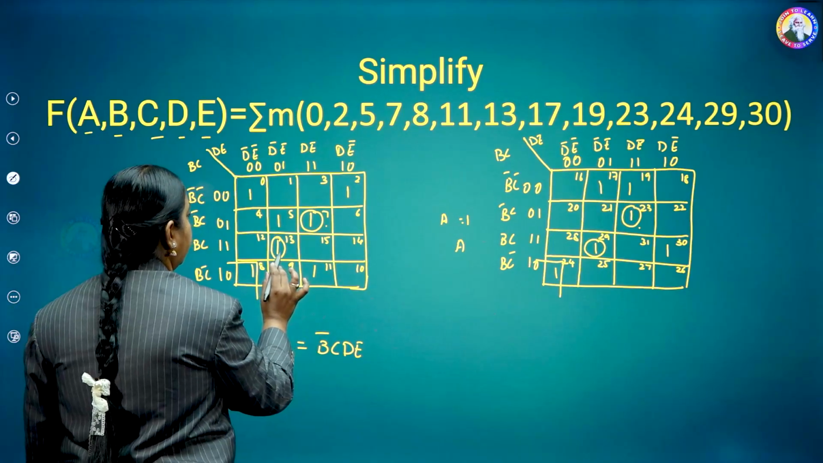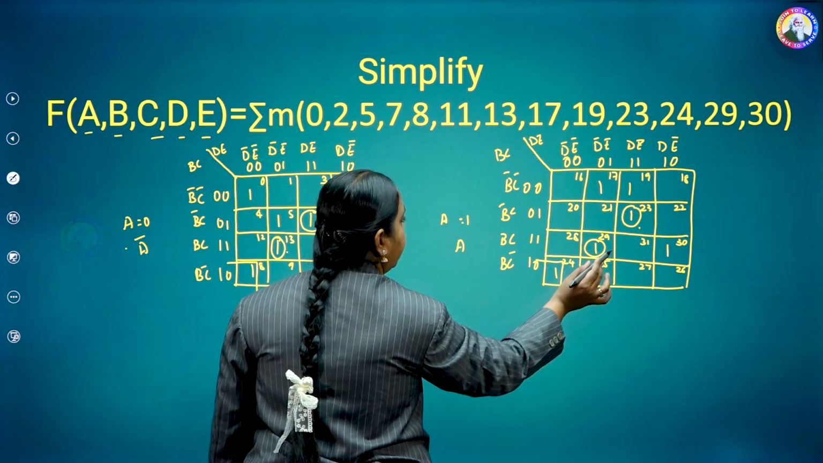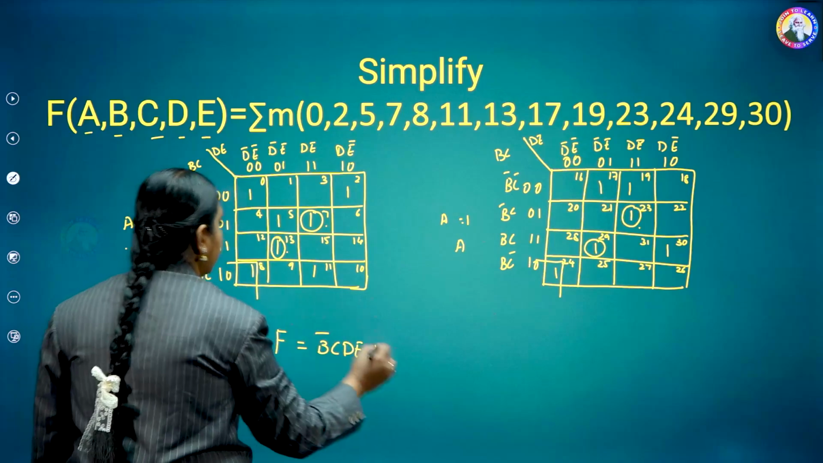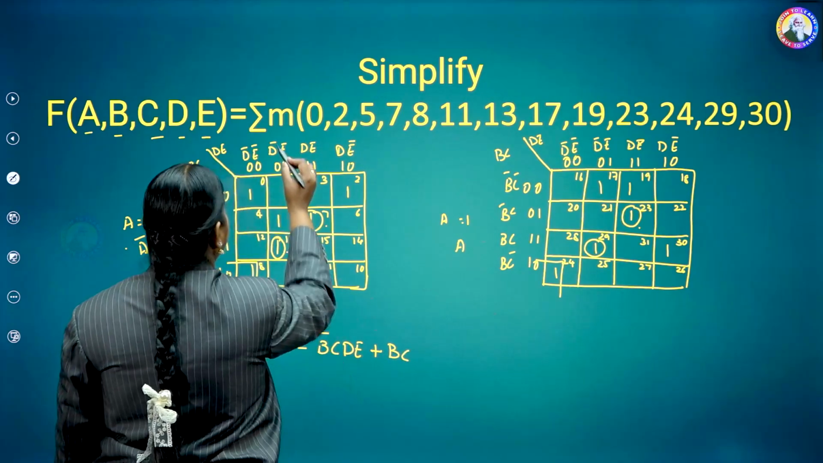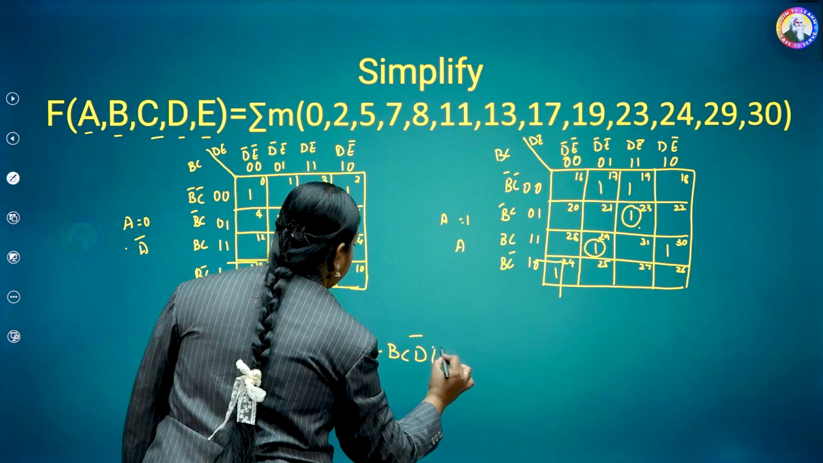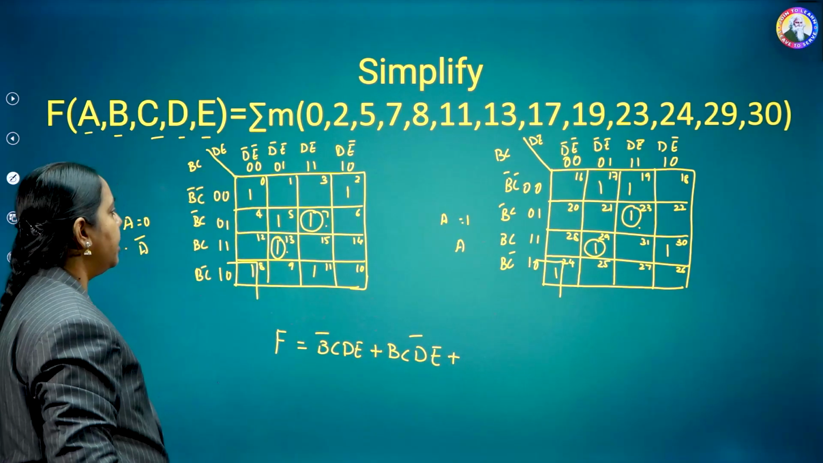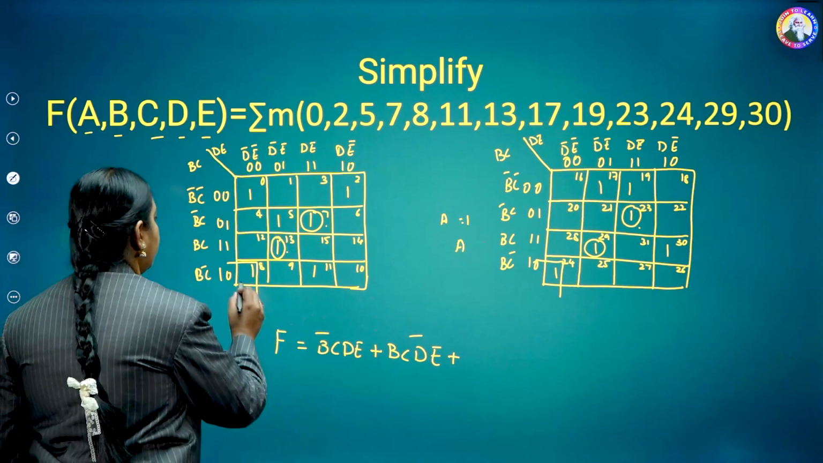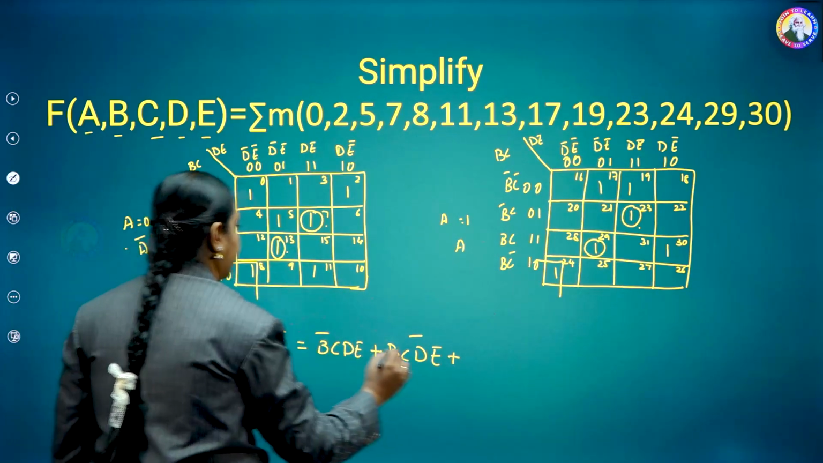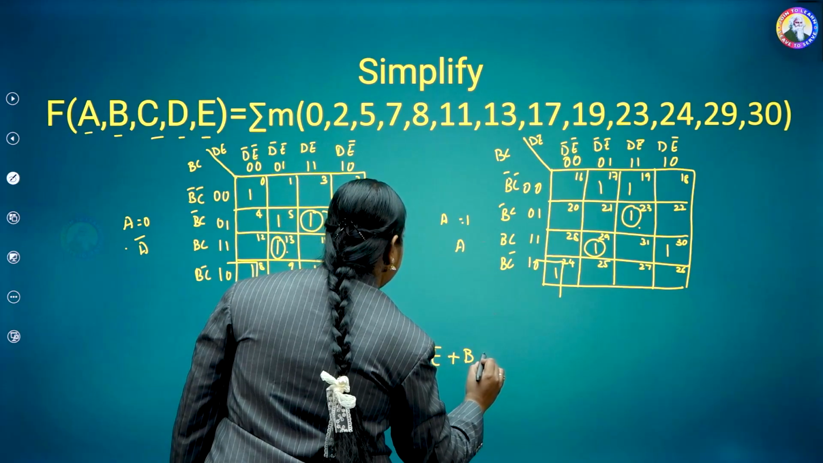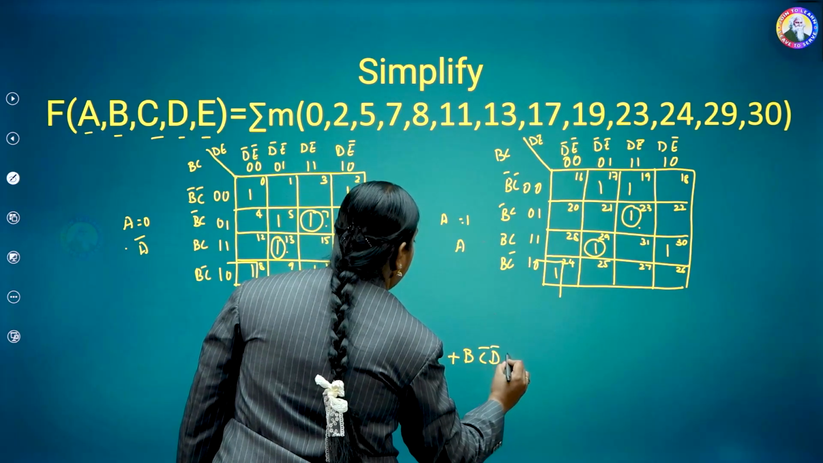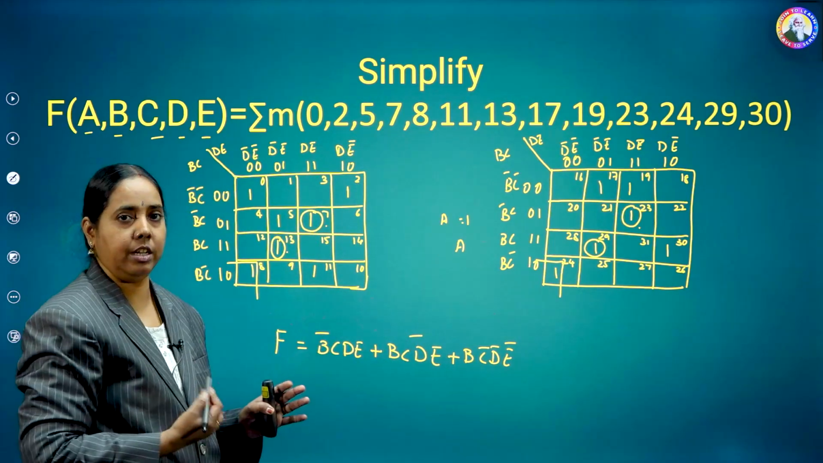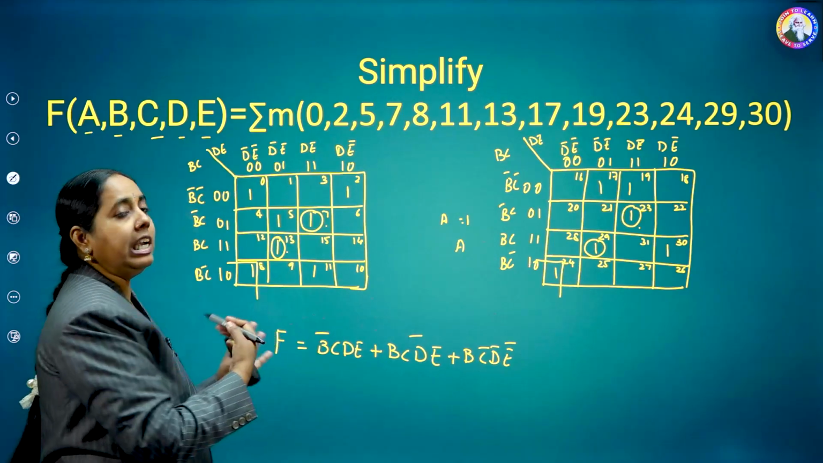Next, the second common term is with respect to 13 and 29. So again A bar will get cancelled. The term with respect to that is B, C, D bar, E. Next, the common term is with respect to the 8th and 24th cell. Again A bar will cancel. Then the leftover term is B, C bar, D bar, E bar. Any other common? No. So after completing the common grouping, we need to go for the individual cells.